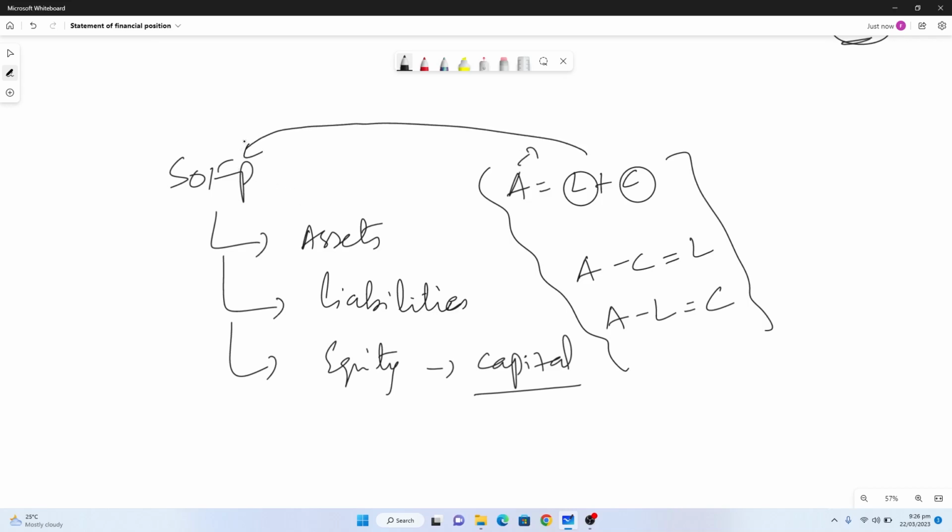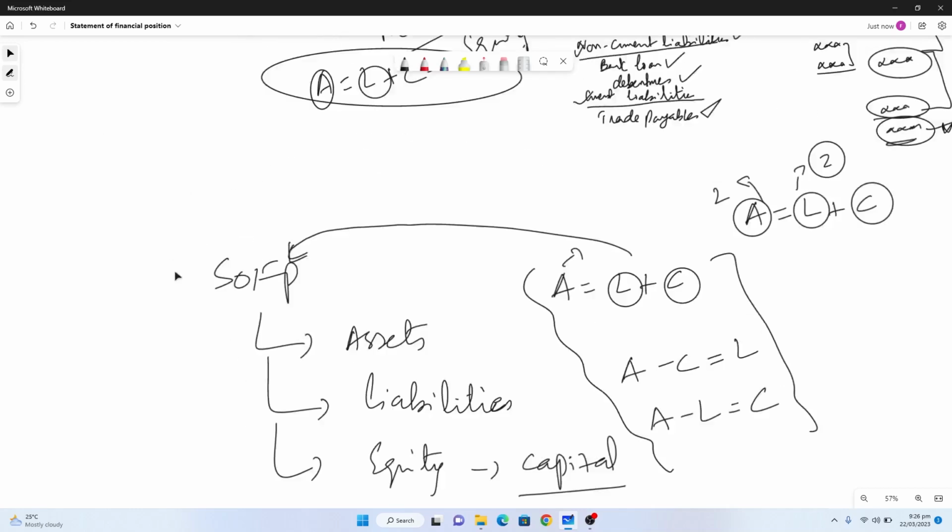Which format is followed in IGCSE? The format is A is equal to L plus C. The total assets should be equal to total liabilities plus capital, and this is how the format has been made. There is differentiation between the types of assets. There are two types of assets, and there are two types of liabilities: non-current assets and current assets, and non-current liabilities and current liabilities. There is no category for capital, so that's why we make it as one.